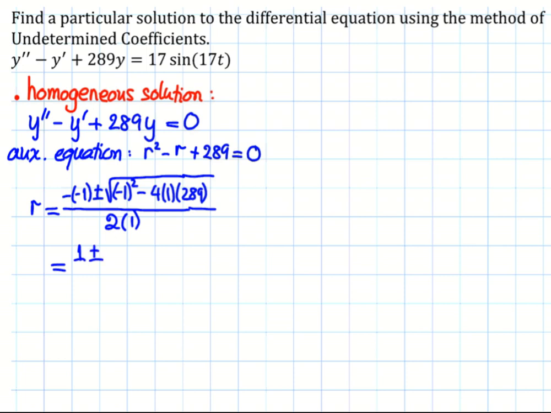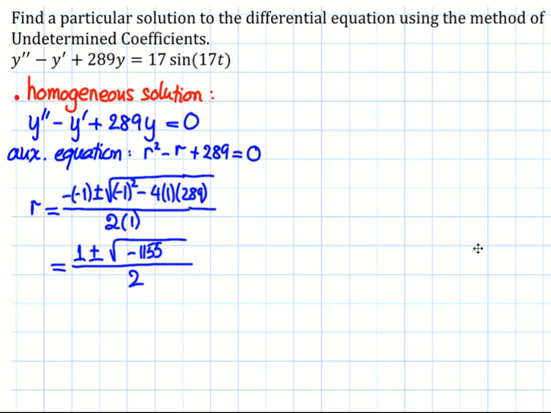We have 1 plus or minus over 2 the square root of, I need a calculator for that. We're going to have 1 minus 4 times 289. So that's negative 1155, and the square root of that is imaginary, but it's not anything nice and even. So we're going to keep that for now.